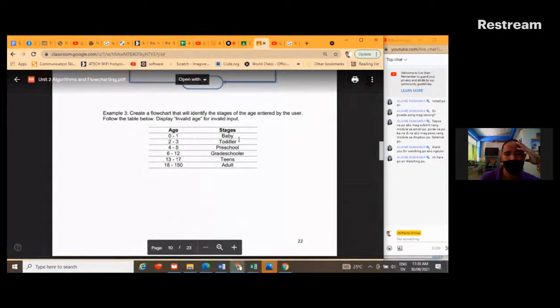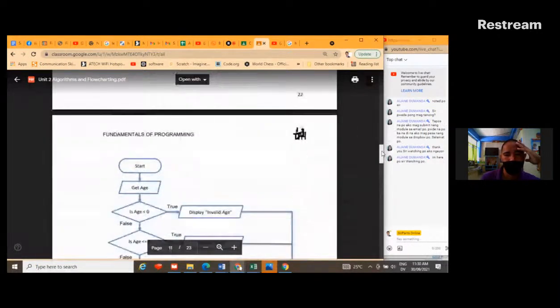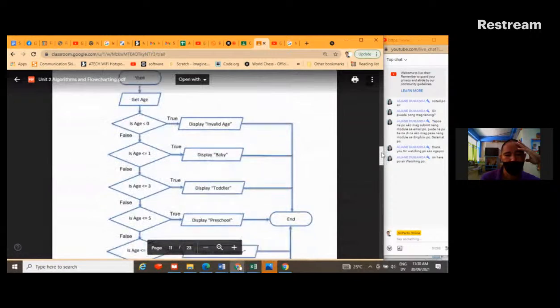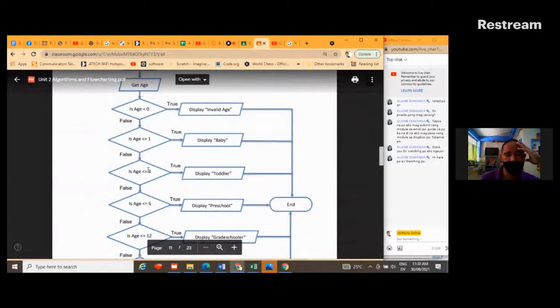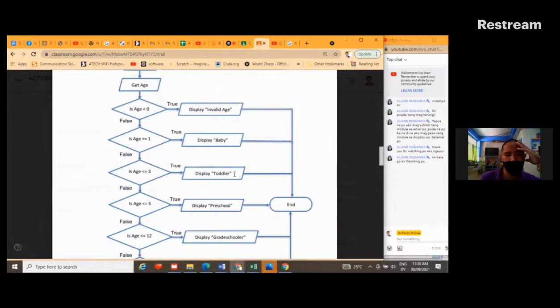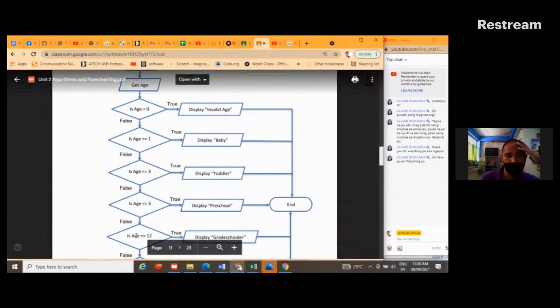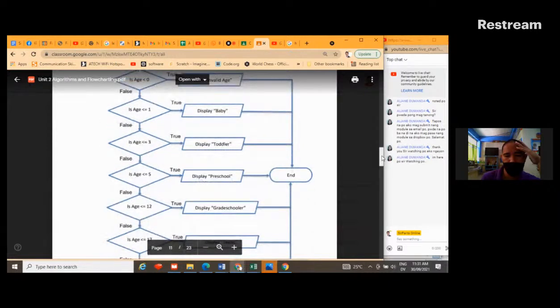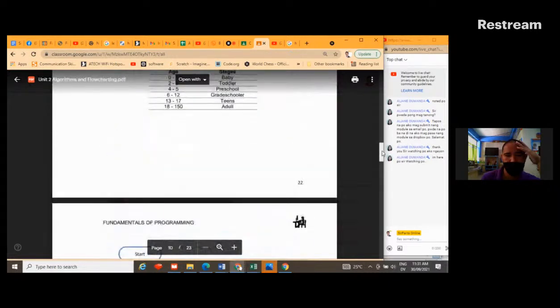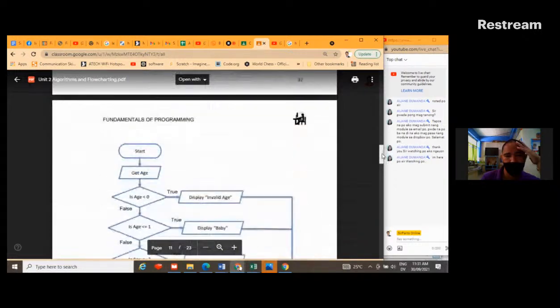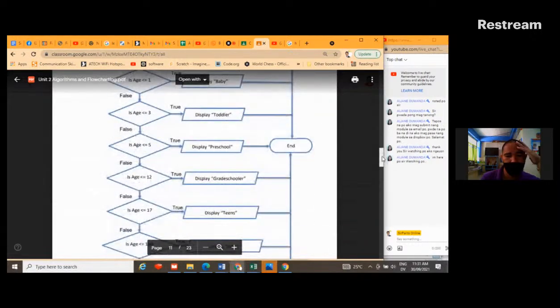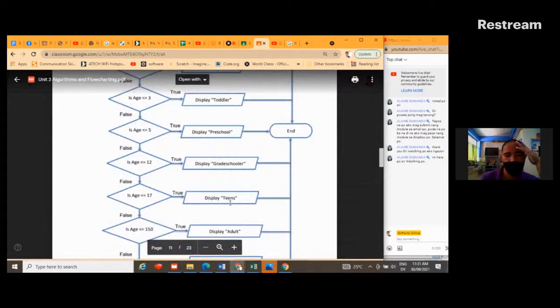You see here, next we have: is age less than or equal to 3? That's true, display toddler. Then false: is age less than or equal to 5? Display preschool. Is age less than or equal to 12? Display grade schooler. Yeah, grade schooler. And is age less than or equal to 17? That's true, display teens.